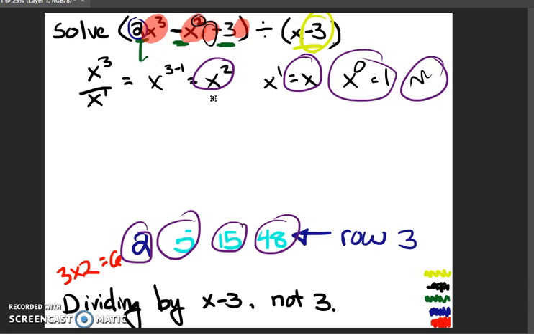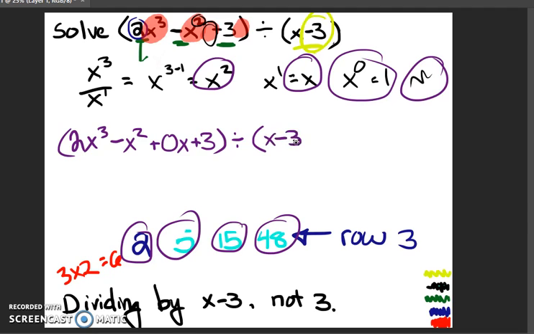Brush. So now we get 2x squared. Actually, I'm gonna write out the problem again, just so we remember what was going on. So 2x cubed minus x squared plus 0x. I'm adding that in so we know what's going on. Plus 3 divided by x minus 3 equals 2x squared. 2 here, x squared here. 2x squared.